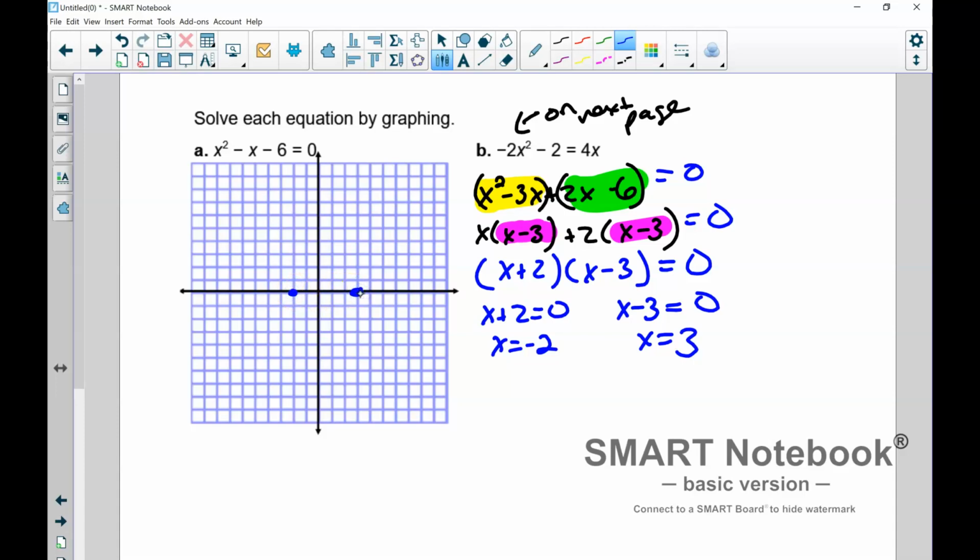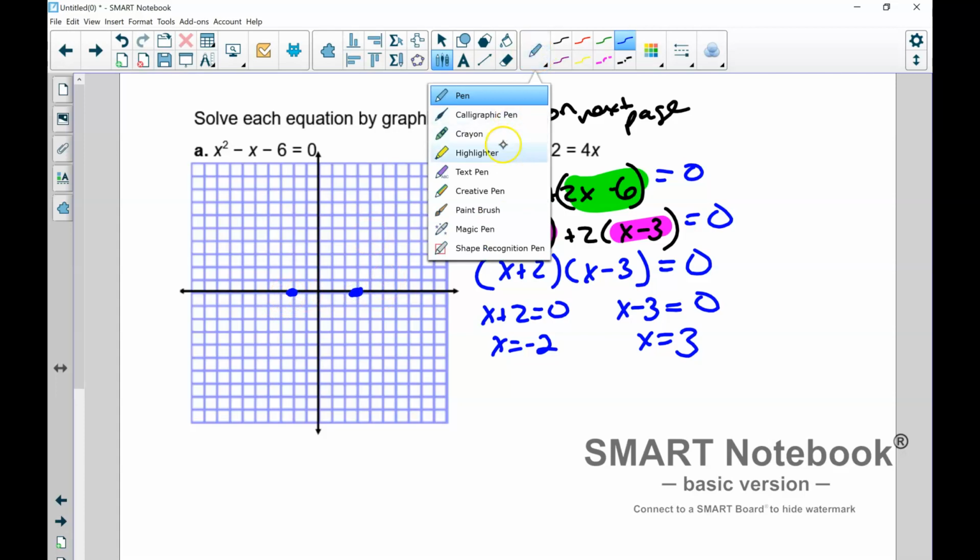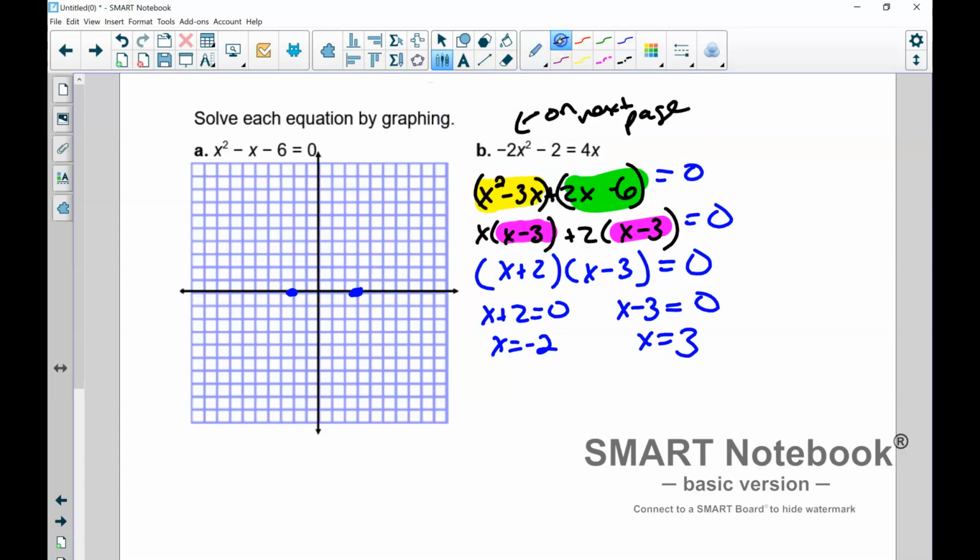Now what I need is the halfway point. So I have these two dots. I know that these are the x-intercepts. We talked about that in the last unit. So I know that this is my x-intercept if I had to label it, and this is my x-intercept. But what I need is the vertex. So how can I find the vertex?